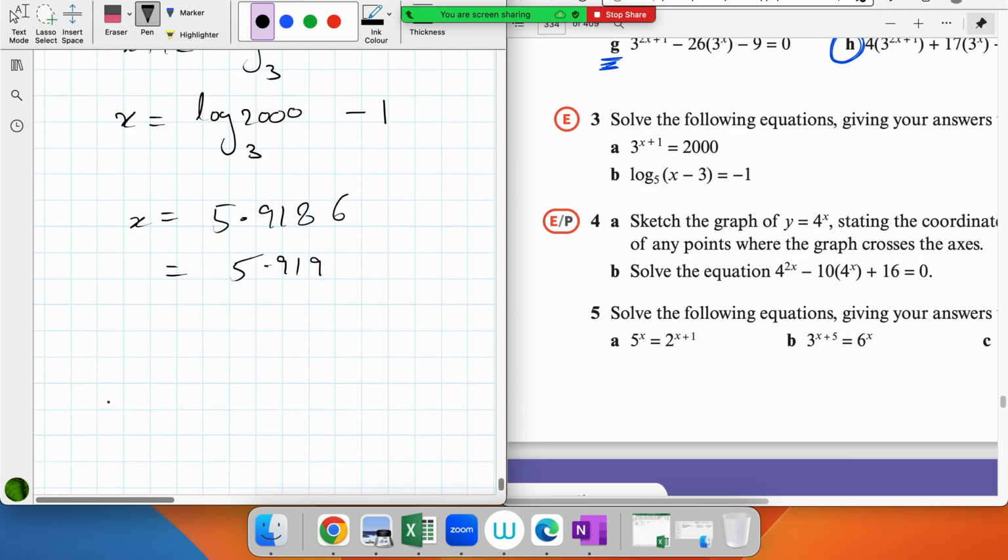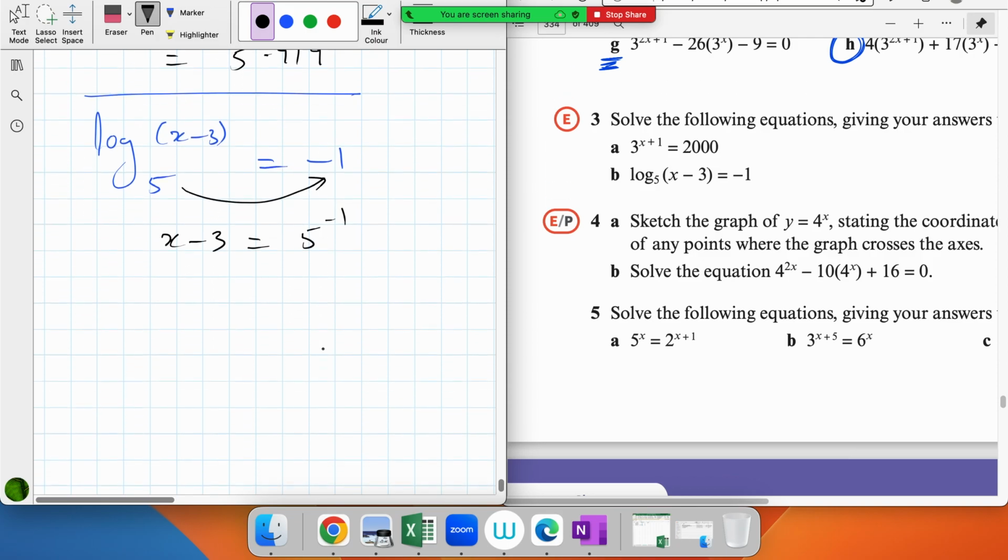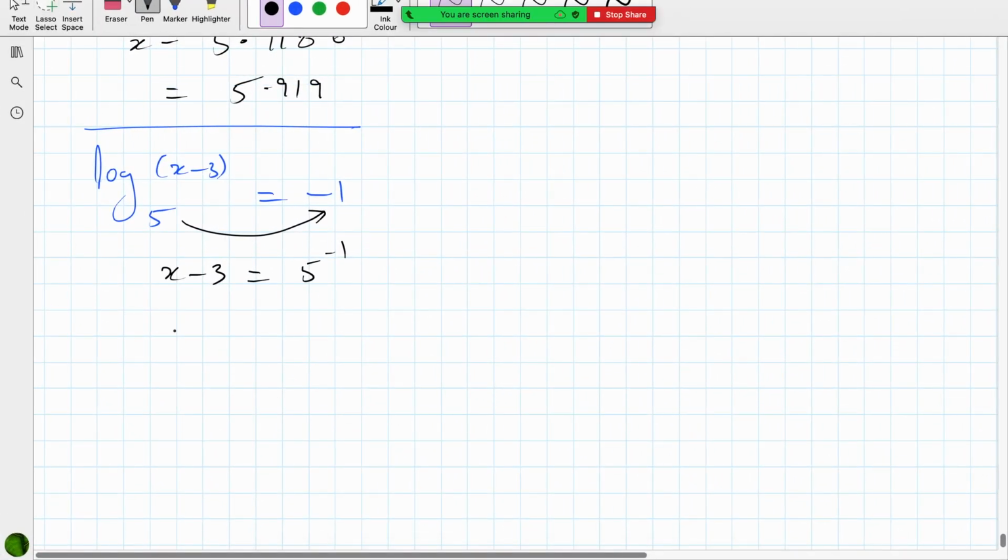Question 3b part. Log of x minus 3 to base 5 is equal to minus 1. Now this is logarithmic form. I'm changing it into index form. Taking this 5 on the other side, x minus 3 is equal to 5 raised to power minus 1. So x is equal to 5 raised to power minus 1, which could be written as 1 by 5, and minus 3 on the other side becomes plus 3. 16 by 5.